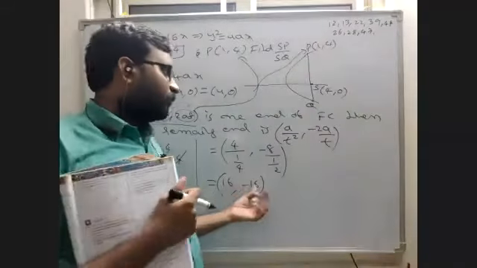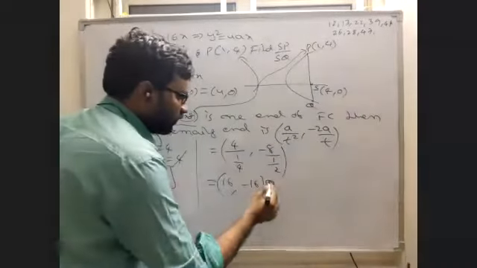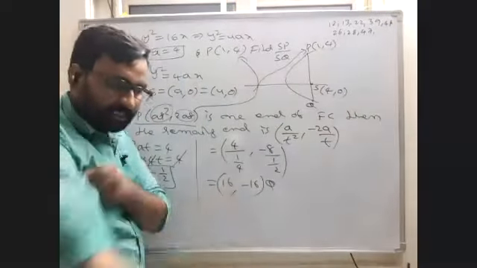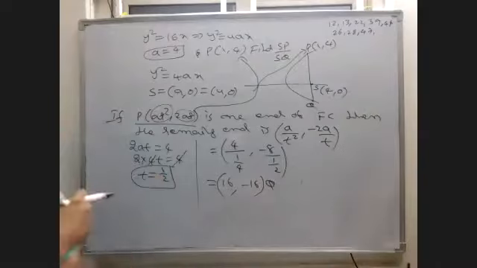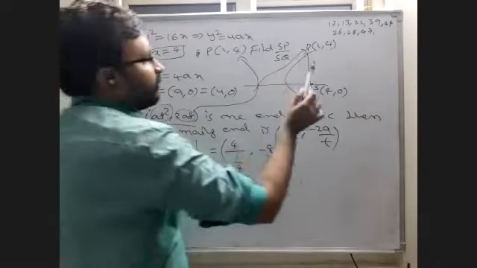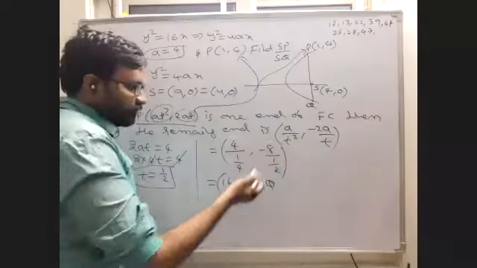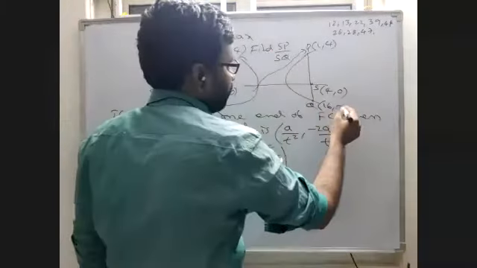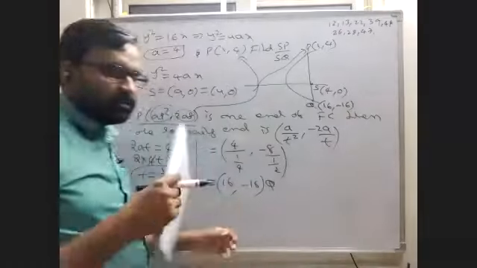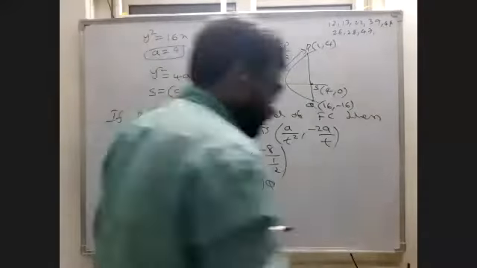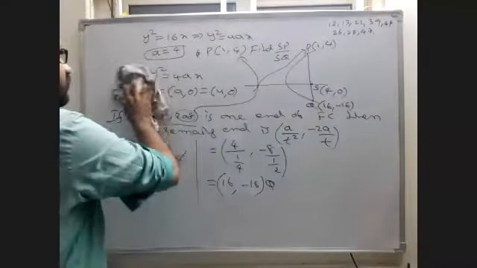That is the other end, that is Q. He is asking SP by SQ. So you have to find the distance from S to P and S to Q. Already we got Q as 16 comma minus 16. So just by finding the distances, and applying the ratio for the distances, you will get the answer.